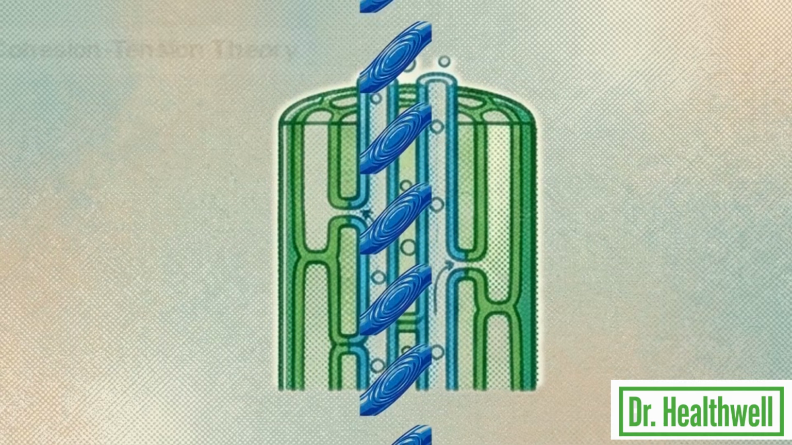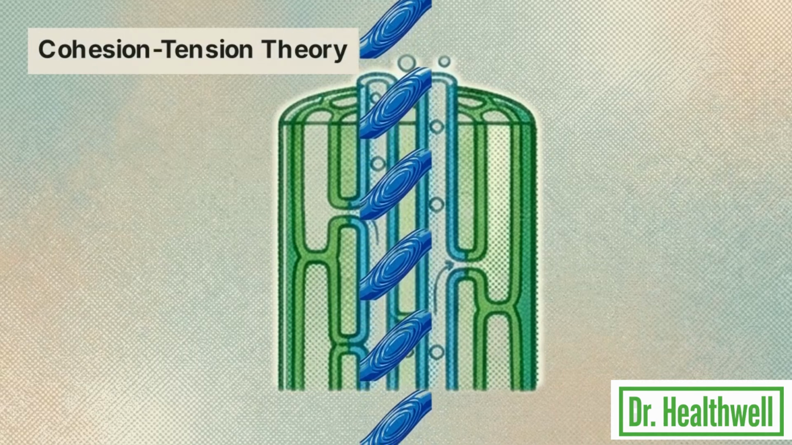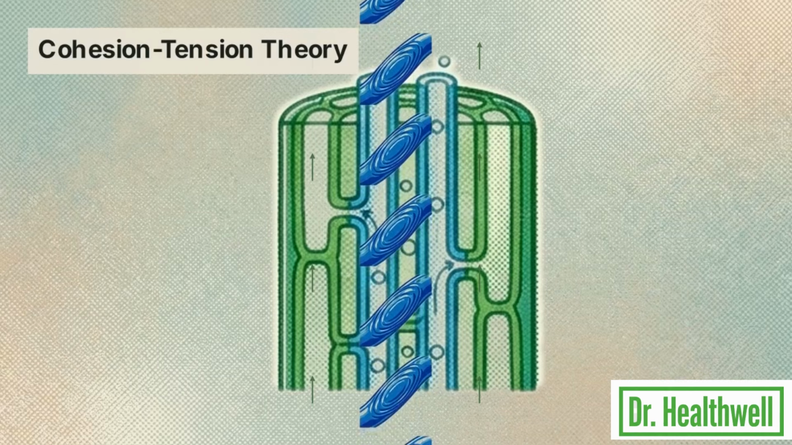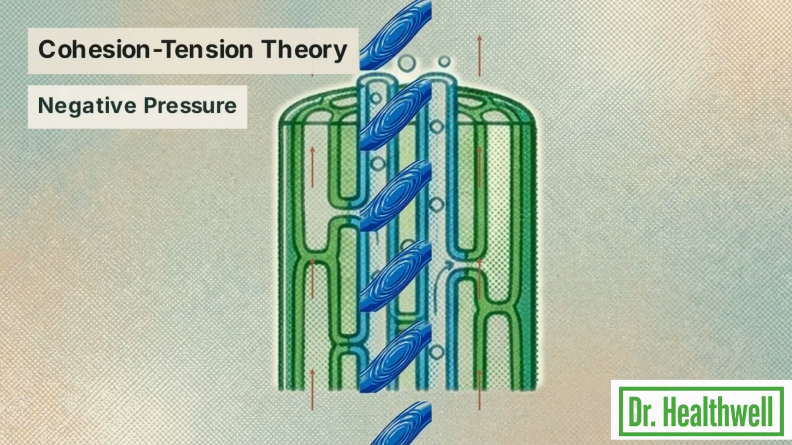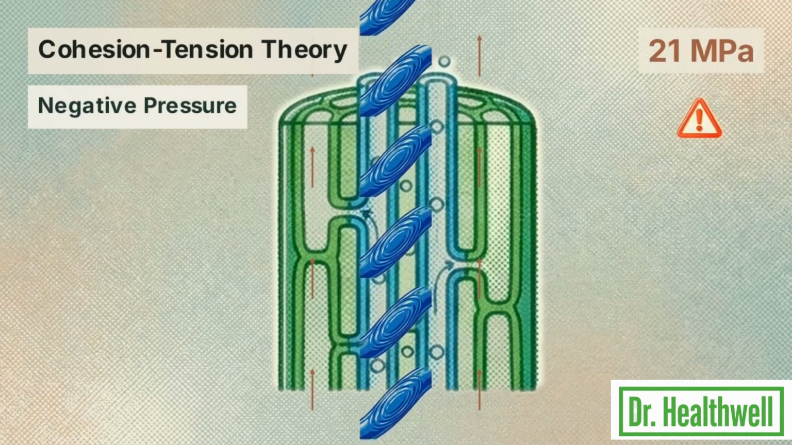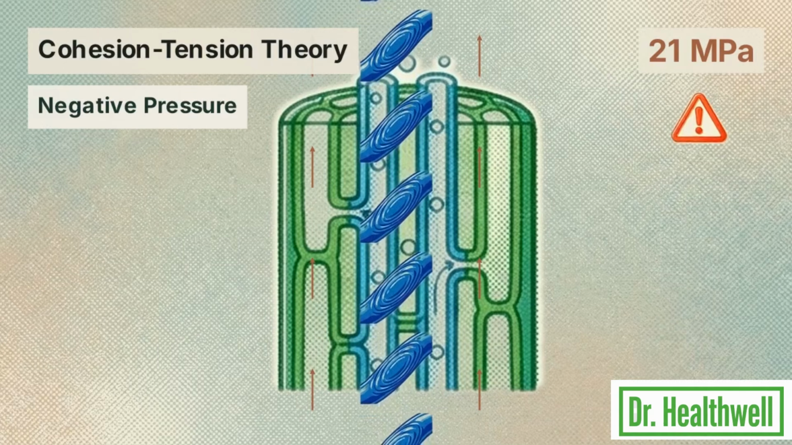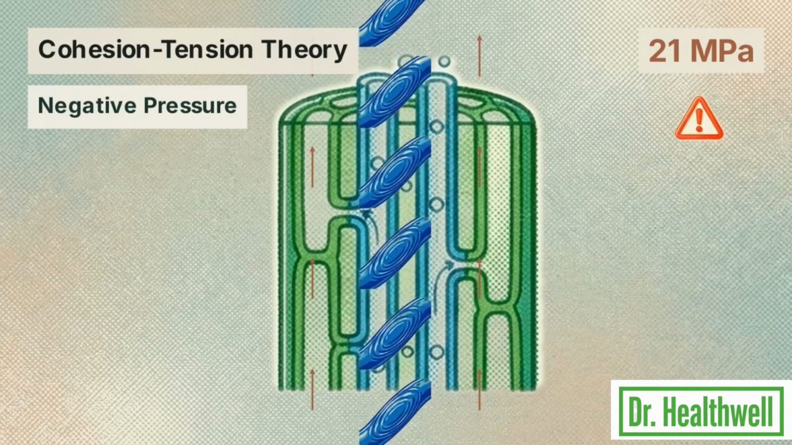Under the cohesion tension theory, water inside a plant behaves with the mechanical properties of a solid wire. The sun's energy pulls this moisture upward from the roots to the leaves, creating immense negative pressure within the xylem conduits. During a severe heat wave, that tension reaches extremes, up to 21 megapascals. A megapascal is a unit of pressure used to measure immense tensile strength and physical stress.